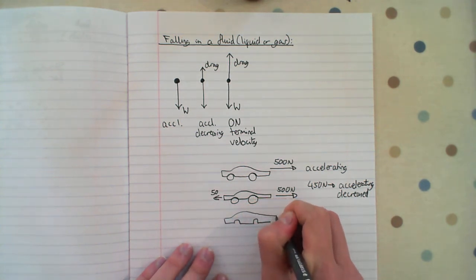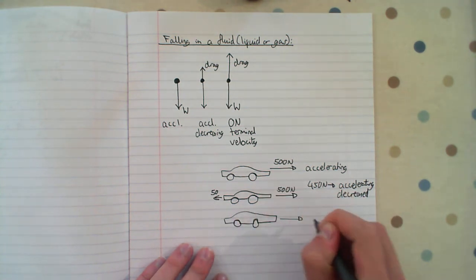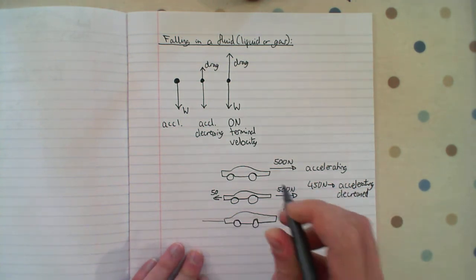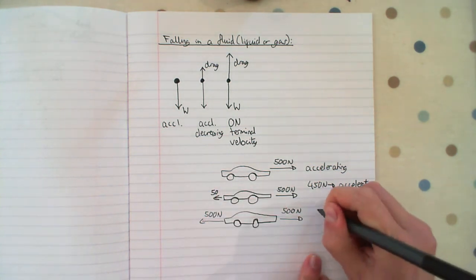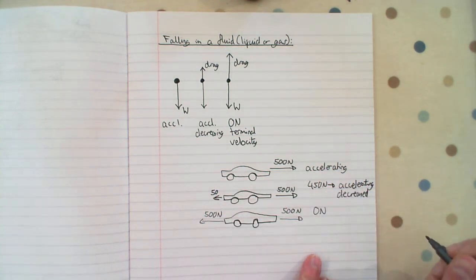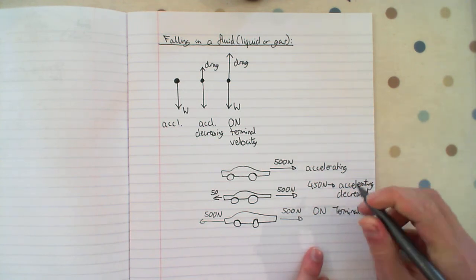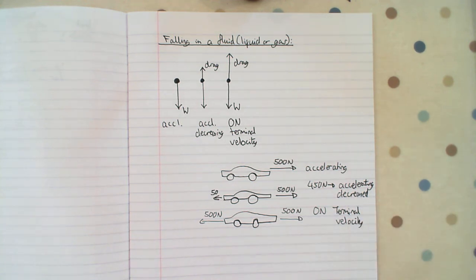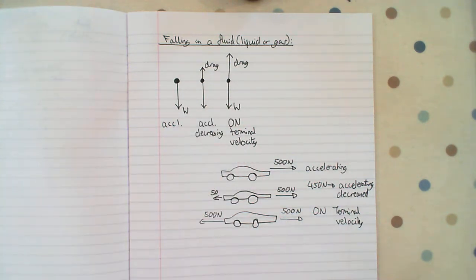is that the drag and the thrust will be equal, and at this point we've got 0 newtons of resultant force, so we've got terminal velocity, which you may hear as top speed. We can represent both these scenarios on a velocity time graph.